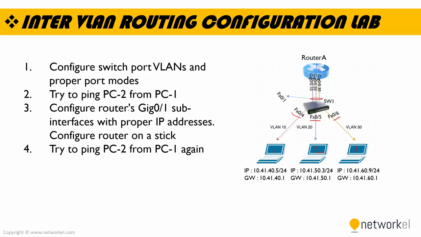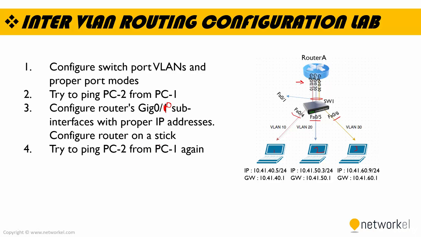Then configure the router's Gig 0/1 sub-interfaces with proper IP addresses. I think this is written wrong. This is going to be Gig 0/0, because in the figure it is Gig 0/0. And configure router on a stick. And in the last step, try to ping PC2 from PC1 again.